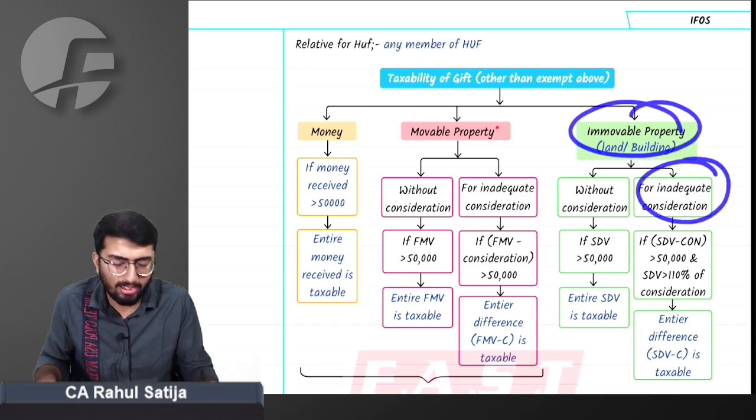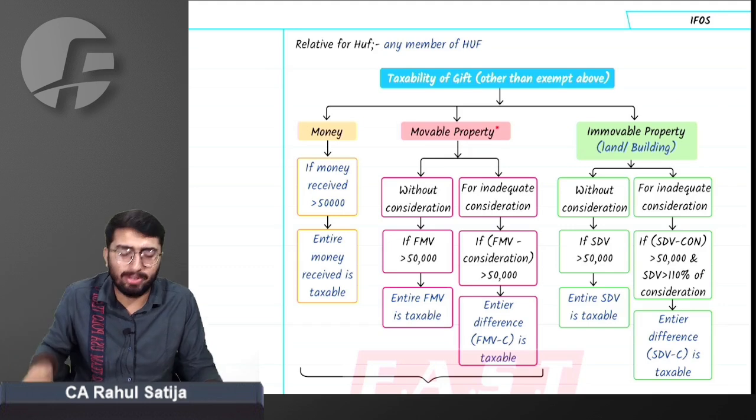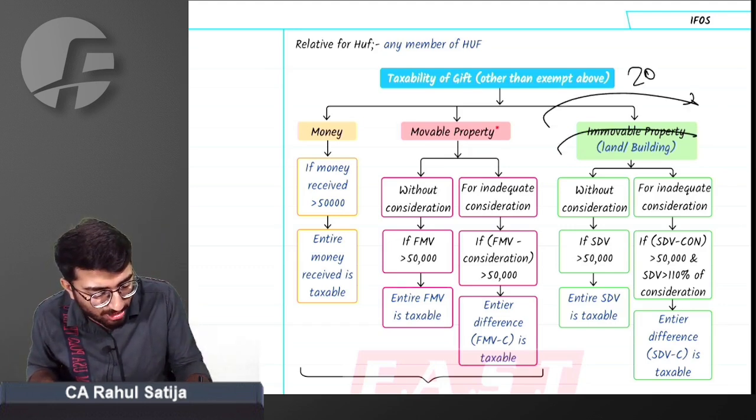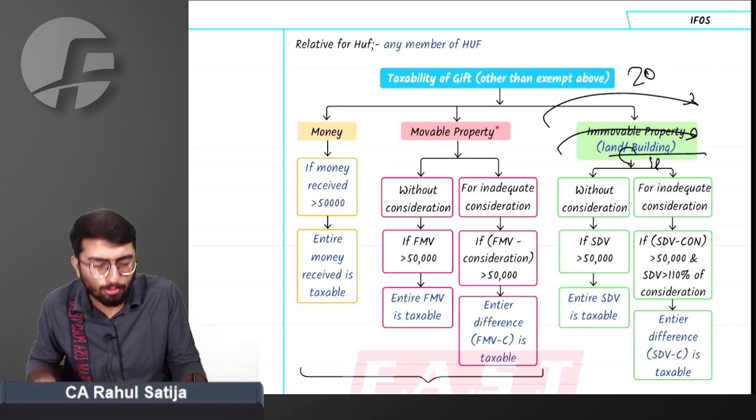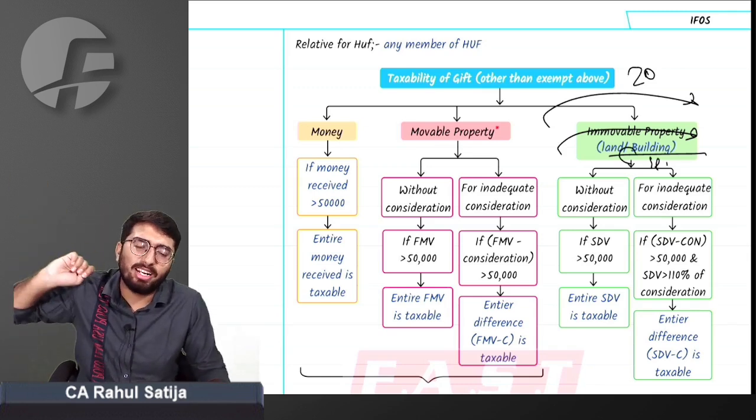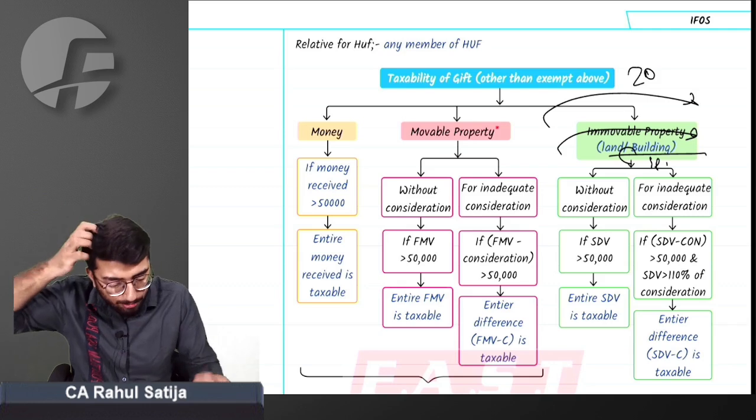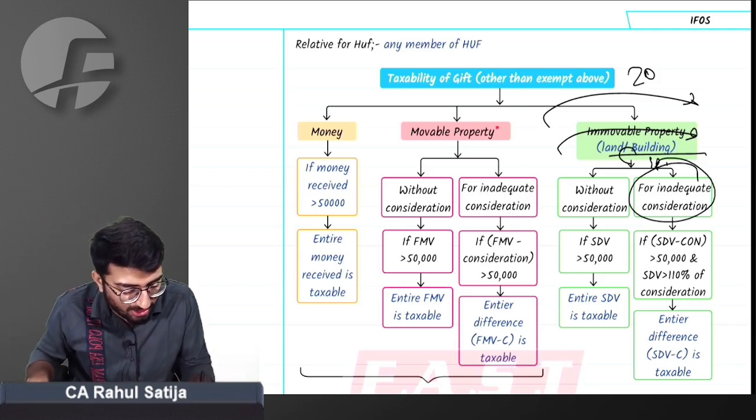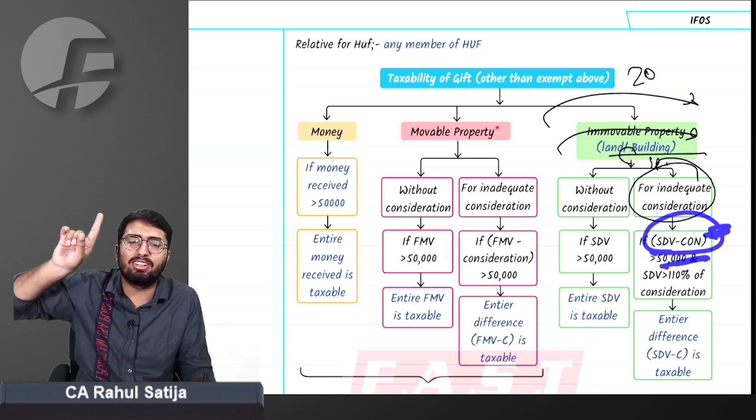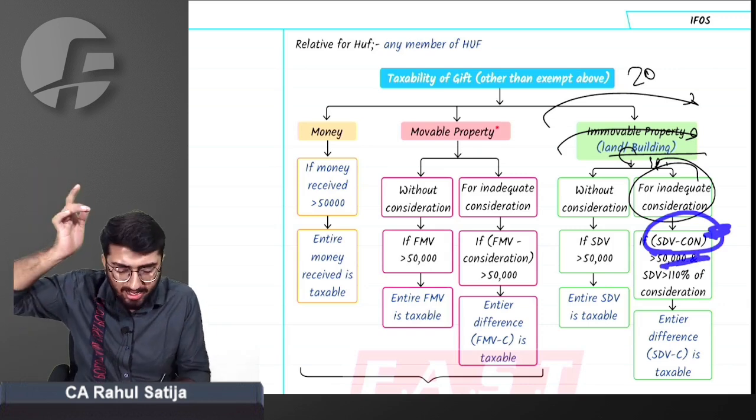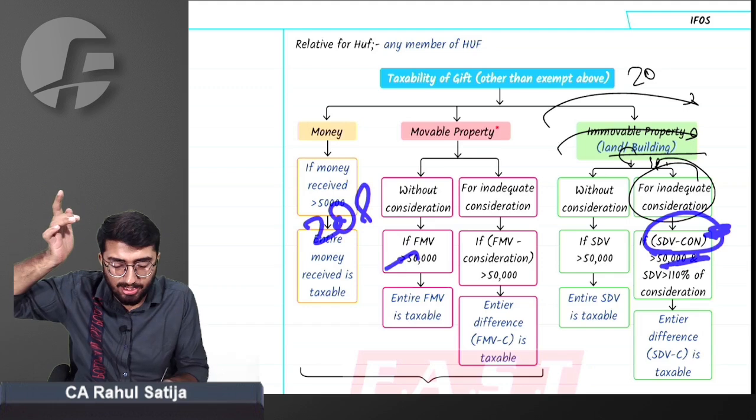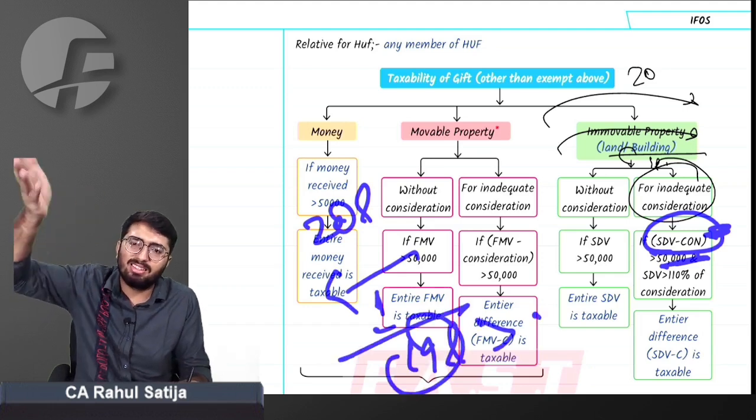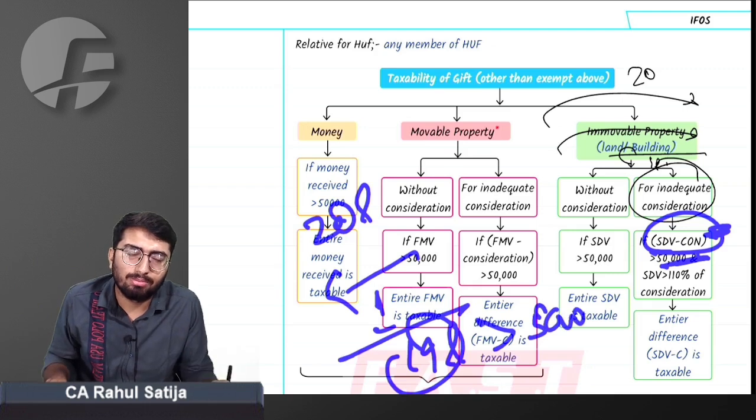Any kind of immovable property given to her at inadequate consideration. For example, the property was of 20 lakh rupees. I charged her 1 lakh rupees. Sir, what will be the taxability? So the difference has to be taxable. But provision says something different. Provision says if SDV minus consideration is greater than 50,000. Is it so in our case? SDV is 20 lakh rupees, consideration is 1 lakh rupees, difference is 19 lakh rupees. Is it greater than 50,000? Yes, sir, it is greater than 50,000.